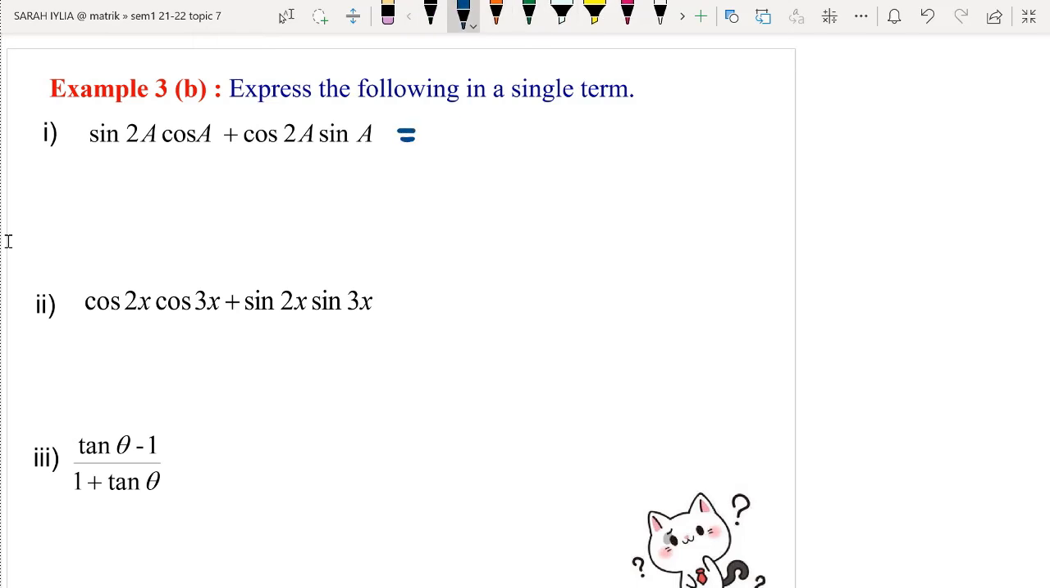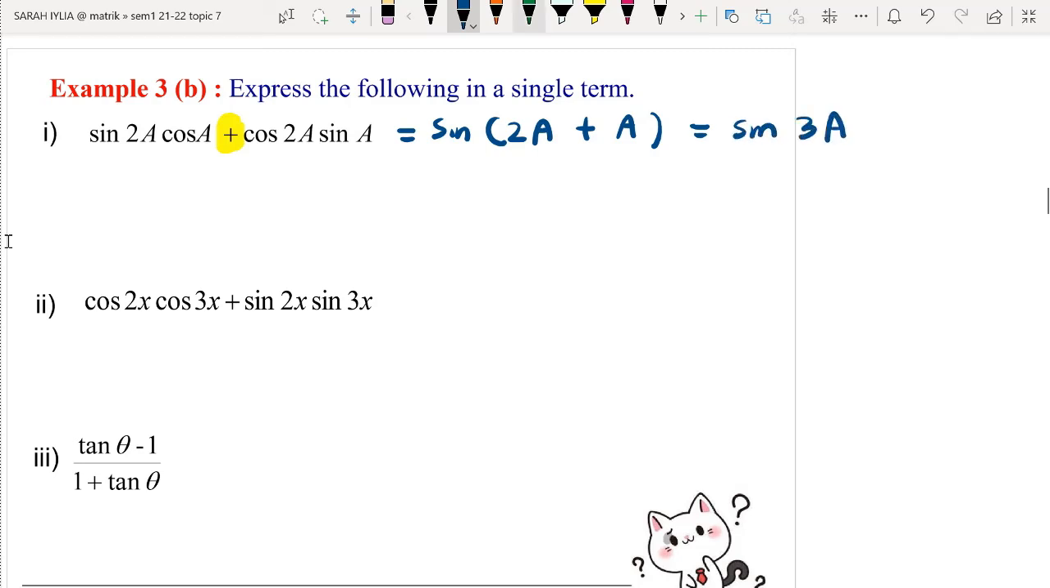So this would be equal to sin of angle yang pertama kita ada 2A. Untuk sin dia akan follow. Kalau kat luar ni plus, dalam bracket pun dia jadi plus. Second angle that we have is A. So as a single term, this would be equal to sin 3A. Simple sangat kan? Senang je. Okay. Make sure awak tahulah ini nak relatekan dengan compound angle. Itu je.